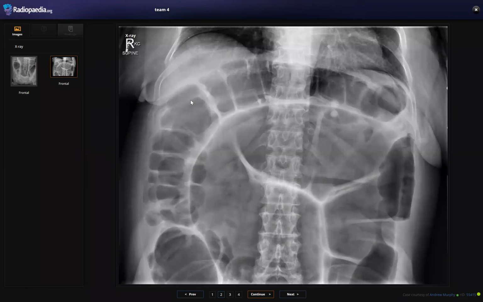Do you know how they treat sigmoid volvulus? Sigmoid volvulus in old patients, it's not treated surgically. It's treated, I think, by conservative enema. I don't remember. Sorry.